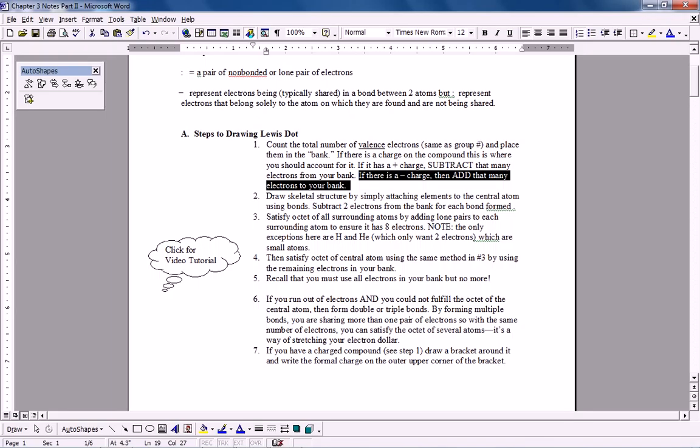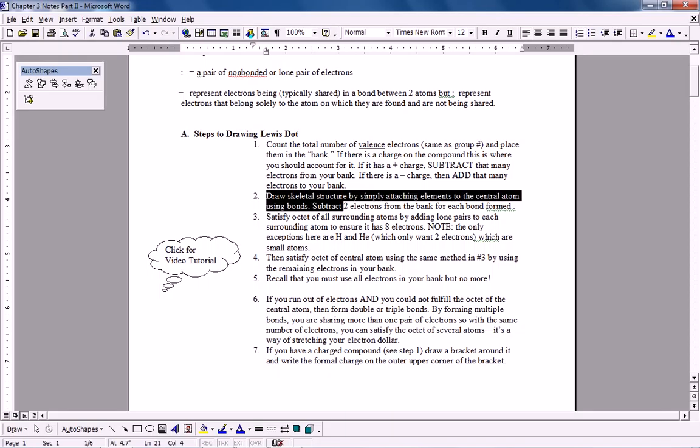Alright, the next step is to draw your skeletal structure, and you'll simply do that by placing your central atom in the center and then attaching, using a bond, a straight line, all of the other atoms to it, and just building a foundation. Now, what is going to be your central atom? Typically, it's the first atom that is written. So in a compound like CO2, C would be the central atom and the O's would be surrounding it.